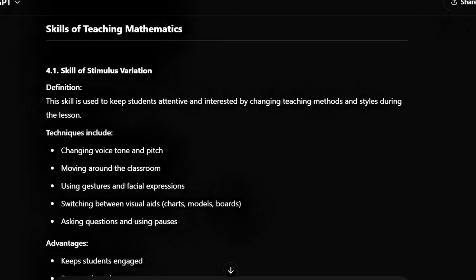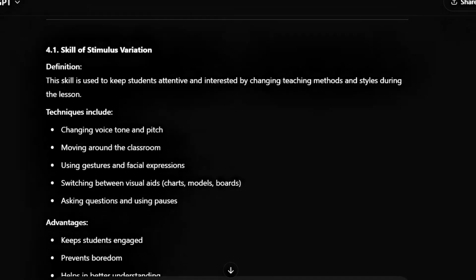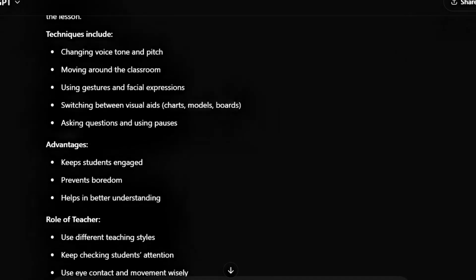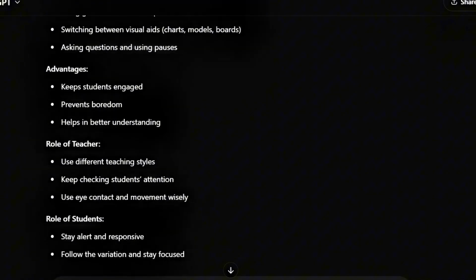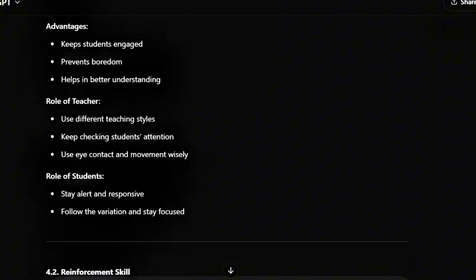Techniques include changing voice tone and pitch, moving around the classroom, using gestures and facial expressions, switching between visual aids, charts, models, boards, asking questions, and using pauses. Advantages: keeps students engaged, prevents boredom, helps in better understanding. Role of teacher: use different teaching styles, keep checking students' attention, use eye contact and movement wisely. Role of students: stay alert and responsive, follow the variation and stay focused.